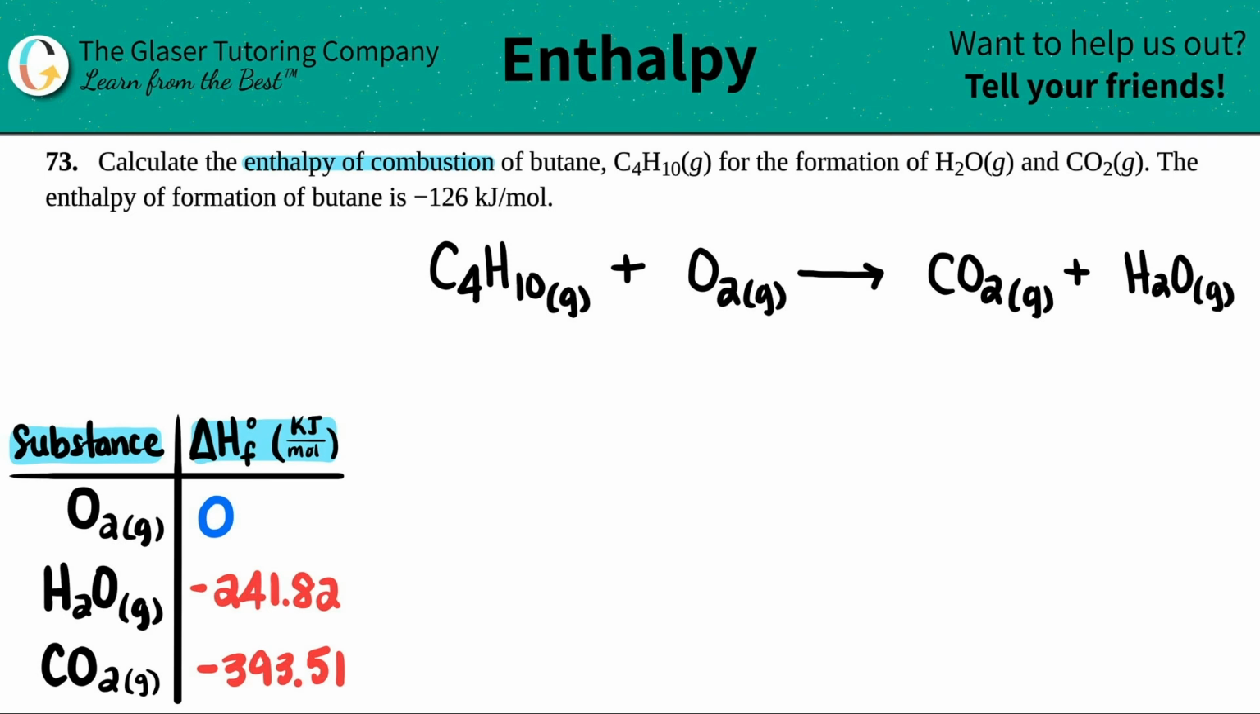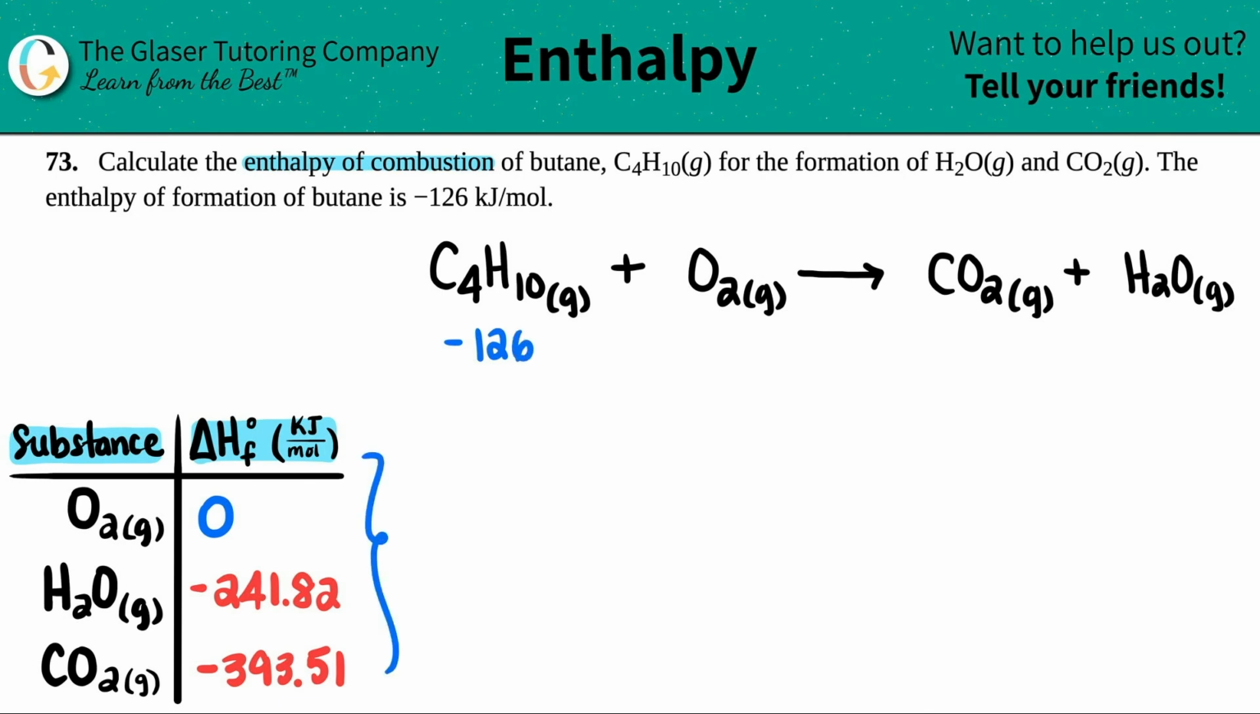Okay, cool. Now, in order to find the enthalpy, which remember is delta H, we need to find out what each H value is for each component. So they told us that the enthalpy of formation of butane is negative 126. So I'm just going to put that on the bottom here.